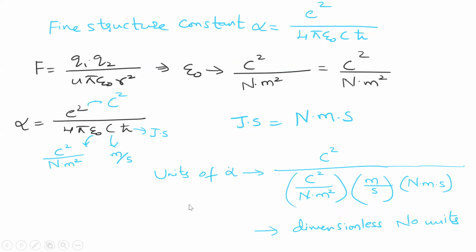So for the units of alpha, when we substitute all this, we get Coulomb square and Coulomb square by Newton meter square for epsilon naught, c is meter per second, and h cross is joule second, that is Newton meter second. Now this will cancel and there will be no unit. So this is the dimensionless constant.